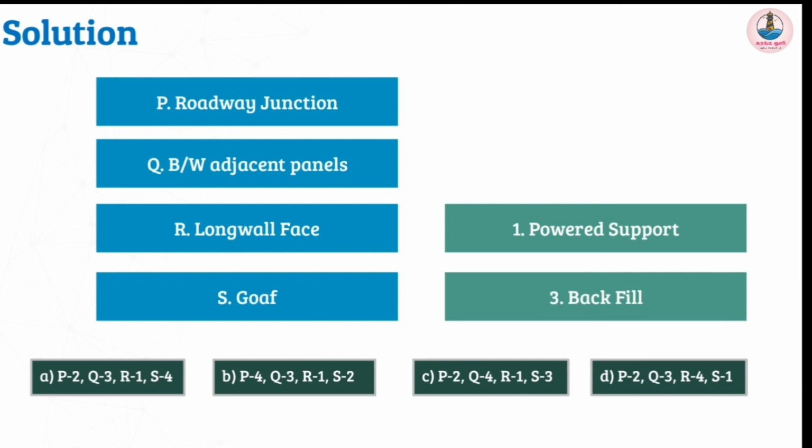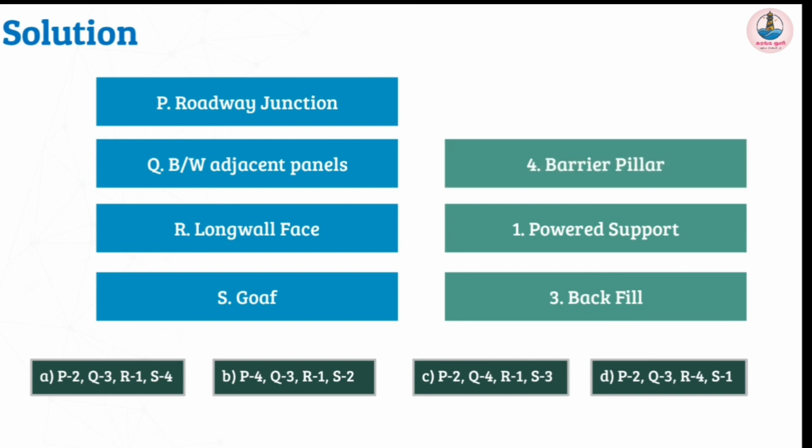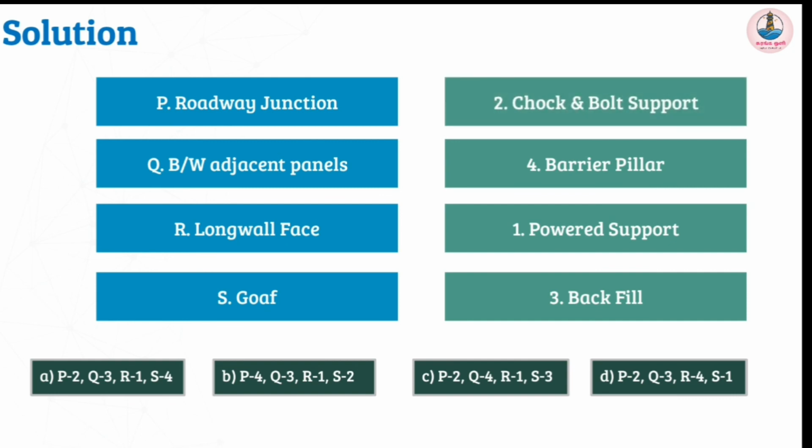When you match for Q, between adjacent panels, the answer is barrier pillar. And for P, roadway junction, it is chock and bolt support. Okay, I am satisfied that the match is correct and the option is also matching with my answer. So the answer is option C.